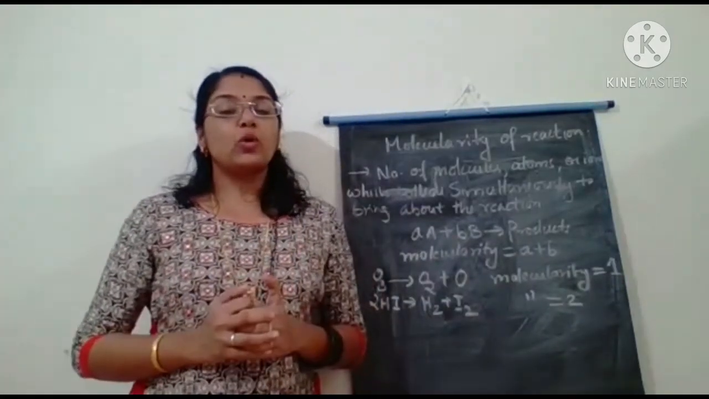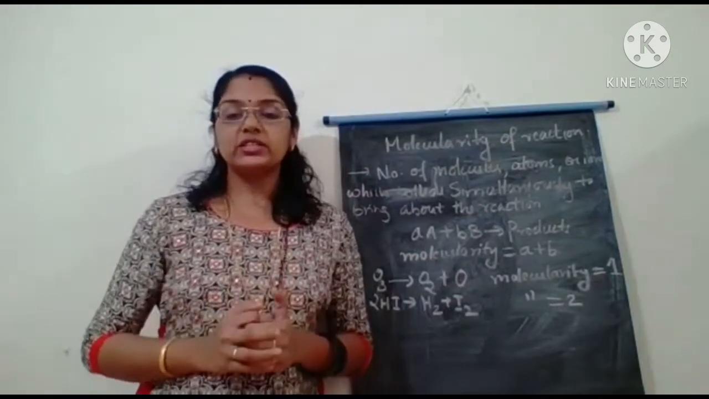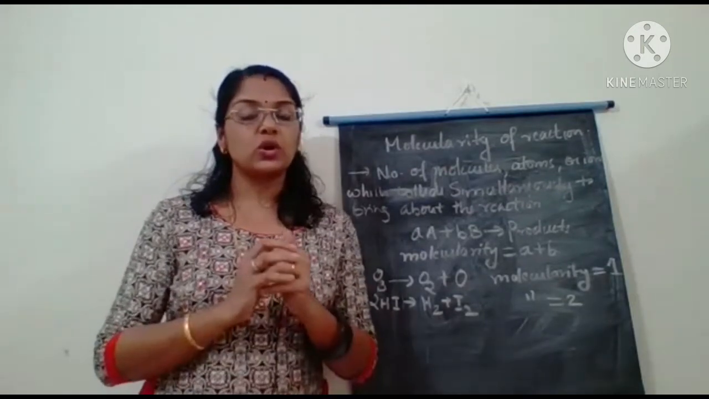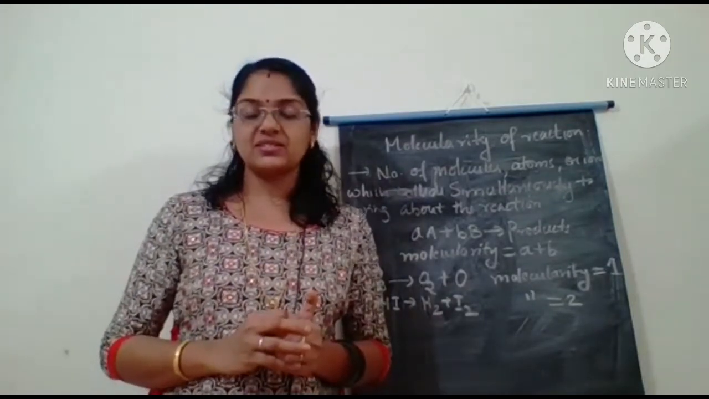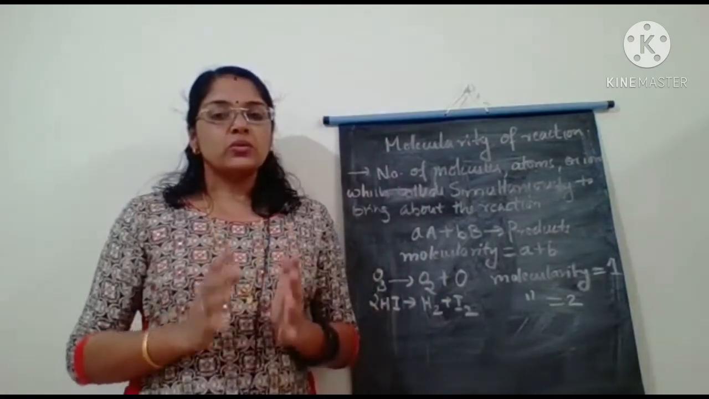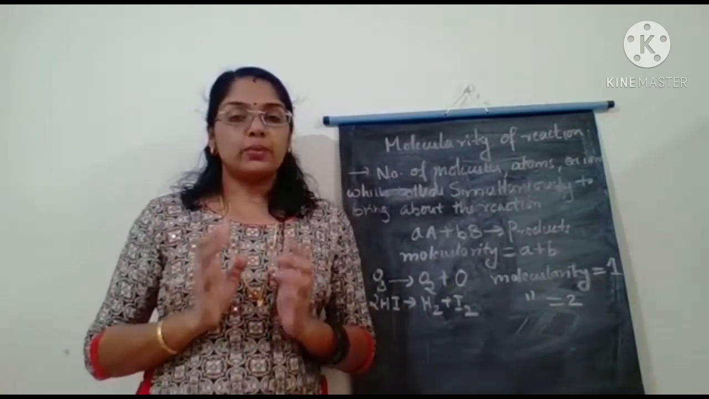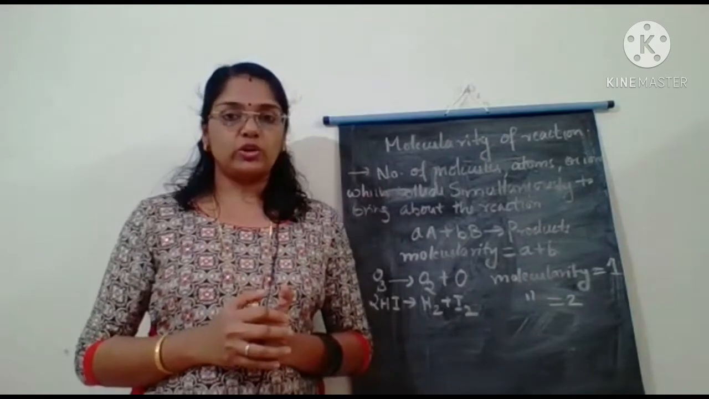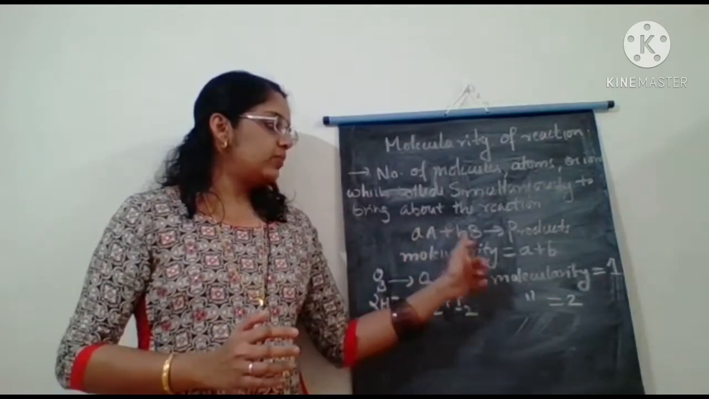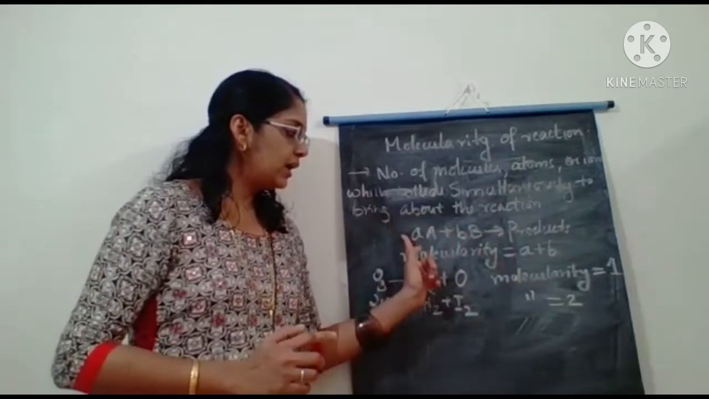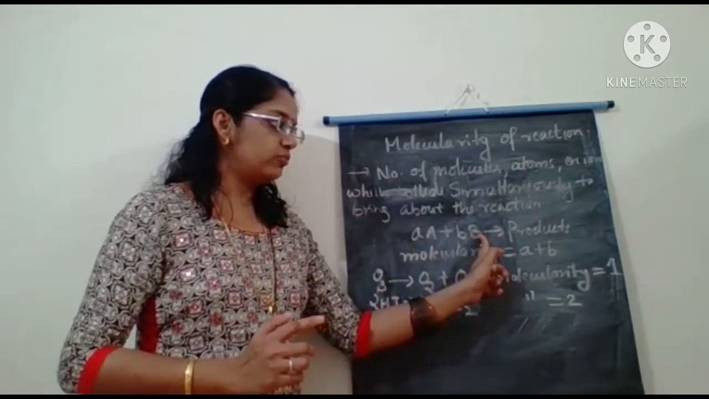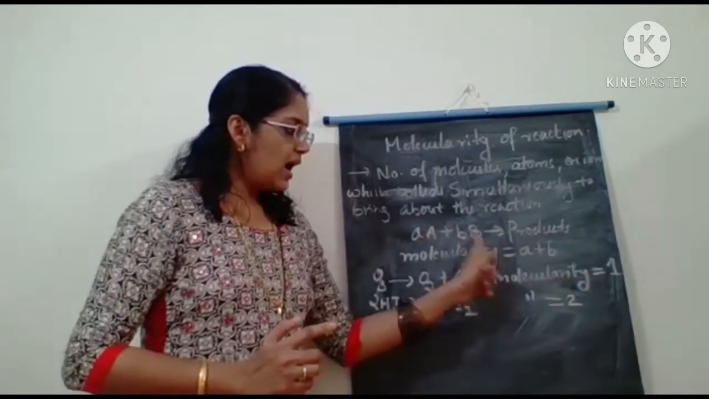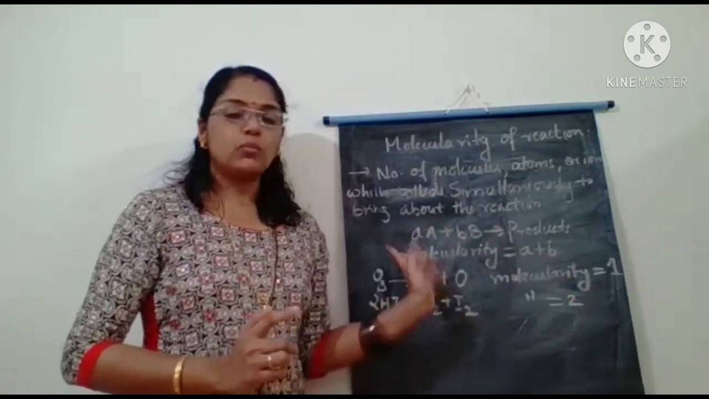Next we can discuss the molecularity of chemical reactions. Molecularity of a reaction can be defined as the number of molecules, atoms or ions which collide simultaneously to bring about the chemical reaction. That means how many chemical species are participating in a chemical reaction gives the molecularity. Consider the reaction aA plus bB gives the product. Here a moles of A collide with b moles of B to give the product. So molecularity is equal to a plus b. Just adding the stoichiometry of the reaction gives the molecularity.